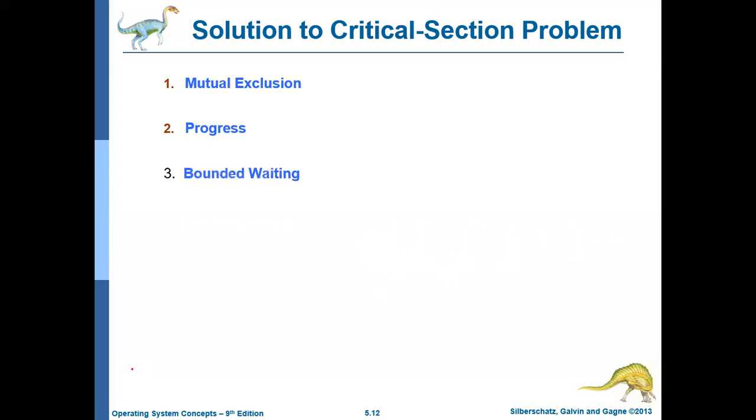And the third condition is bounded waiting. What is bounded waiting? Let us start with a small example. Assume there are two processes, P0 and P1, and both of them want to enter the critical section at the same time. So any one of them will initially get it. Assume initially P0 enters the critical section.